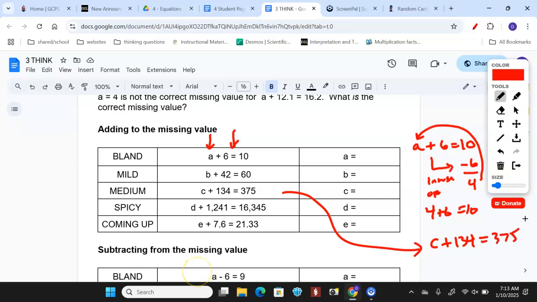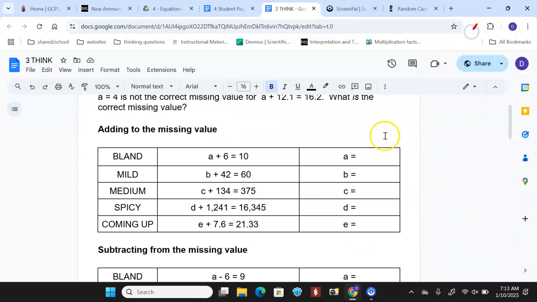And then if you got to, say, a harder one like this one, C plus 134 equals 375, the inverse of adding 134 was subtracting 134. And if I'm remembering right, that gave us 188 for this one. So we would say C equals 188. And that worked with any operation, so long as we remembered the inverse one.